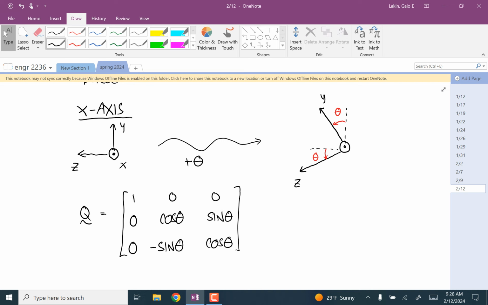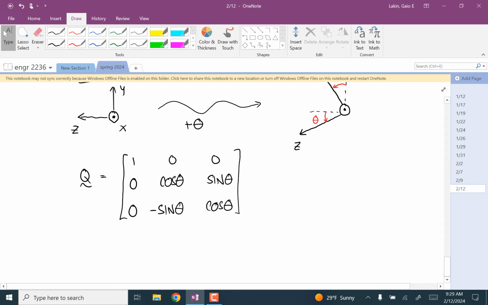In later engineering classes, if you ever see a rotation about the x-axis that looks like cosine theta, negative sine, positive sine, cosine, that's a rotation of the vector, not the coordinate system, okay? If you think about it, a rotation of the vector around an axis is exactly the same thing as a rotation of the coordinate system in the opposite direction. Okay, so that's the rotation matrix about the x-axis.